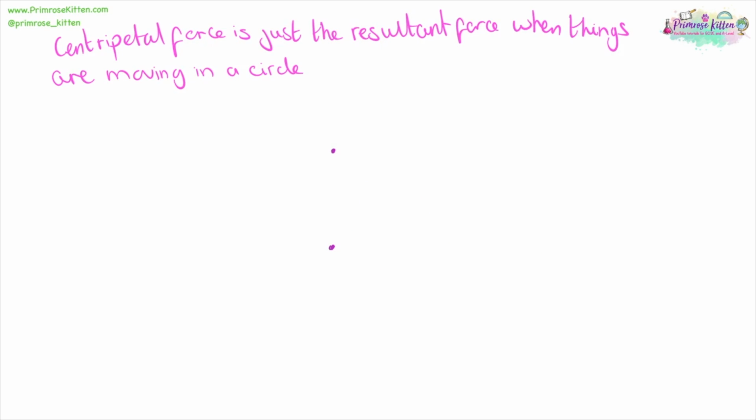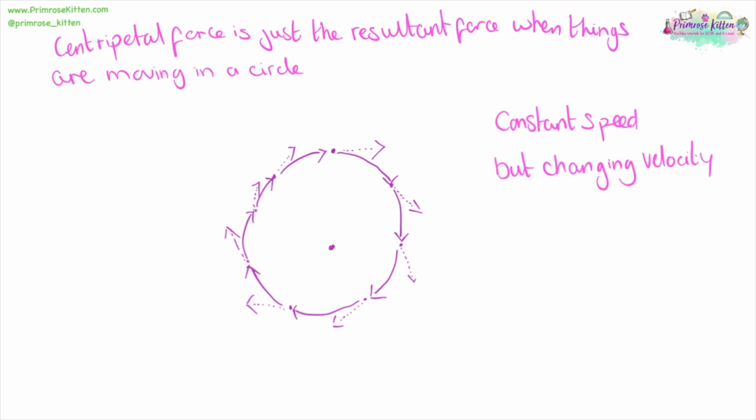Centripetal force is just the resultant force when things are moving in a circle. So if we have our centre of a circle here and our object here, it is moving in this direction, except it's being forced round into a circle. But at each point, what it wants to do is to move in a straight line. However, it's being forced around in a circle. And because it's being forced around a circle, we can see it has a constant speed but changing velocity, because velocity is speed in a certain direction.